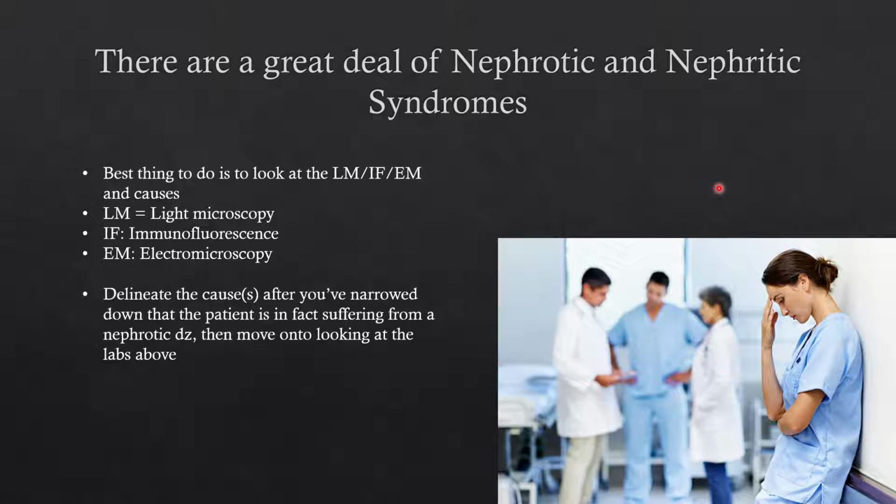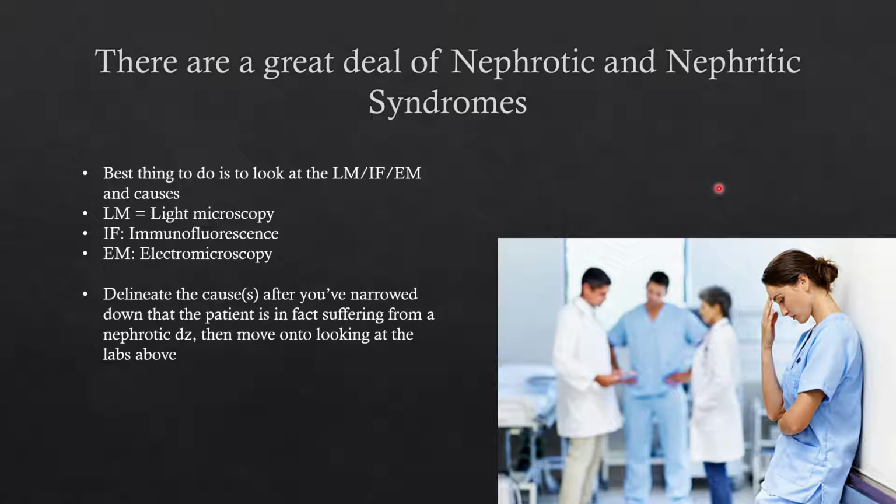So you look at the light microscopy, the immunofluorescence, the electron microscopy. When you delineate the cause, the first thing you want to do is ask, do they have a lot of protein in their urine? If they do, you're looking at nephrotic syndrome. If they don't, you're probably looking at a nephritic syndrome. But that's not the end all be all, right? Because there's like a million other things that the nephrotic and the nephritic syndromes have.